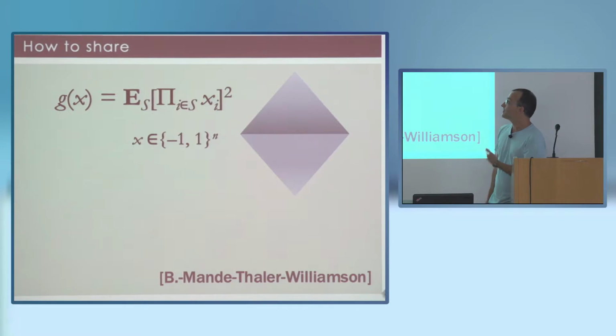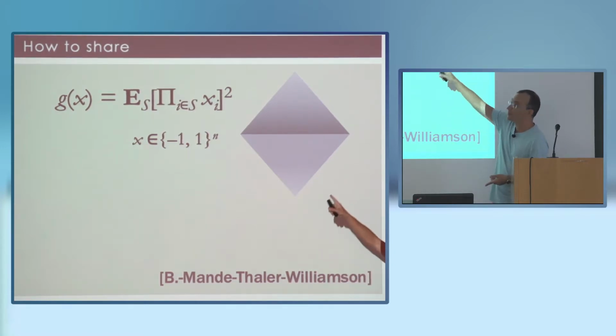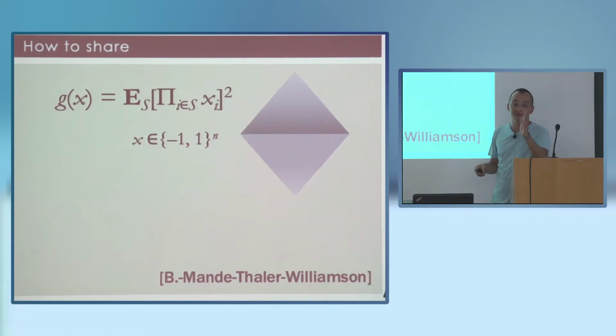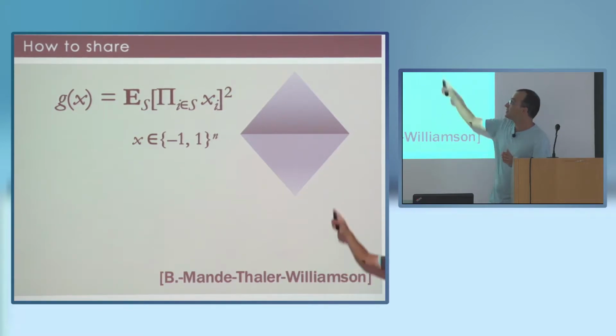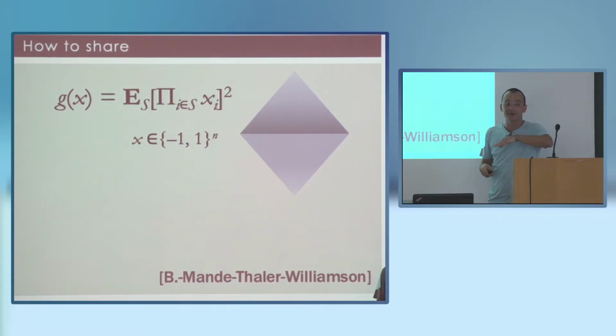And the number is, first I'm going to sample a subset of bits from some distribution I will describe in a minute. And then I'm going to average out the parity over this subset. And I'm going to square the value. Okay? So it's some kind of function I pull out of the hat. It assigns a real number to every point of the Boolean cube.